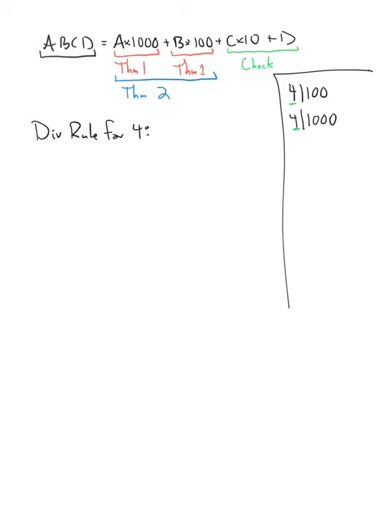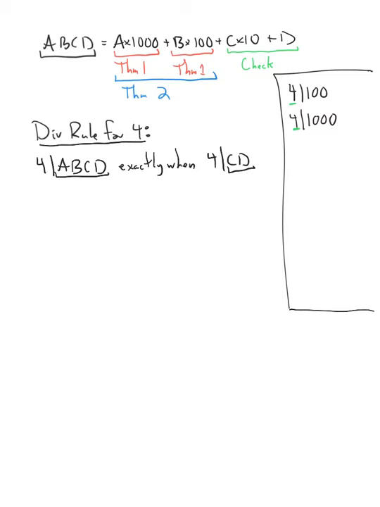So the divisibility rule for 4. And I'll use that "exactly when" notation to say it covers every single case. So 4 is a factor of the 4-digit number ABCD exactly when, and I should put the bracket under there, 4 is a factor of the 2-digit number CD. So you need to check the last 2 digits. So we'll prove it, and then we'll do an example just to make sure we know how it works.